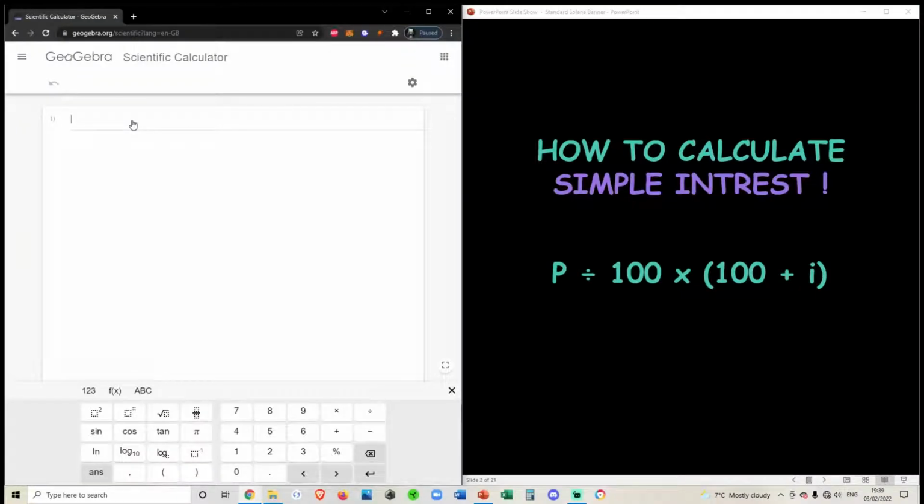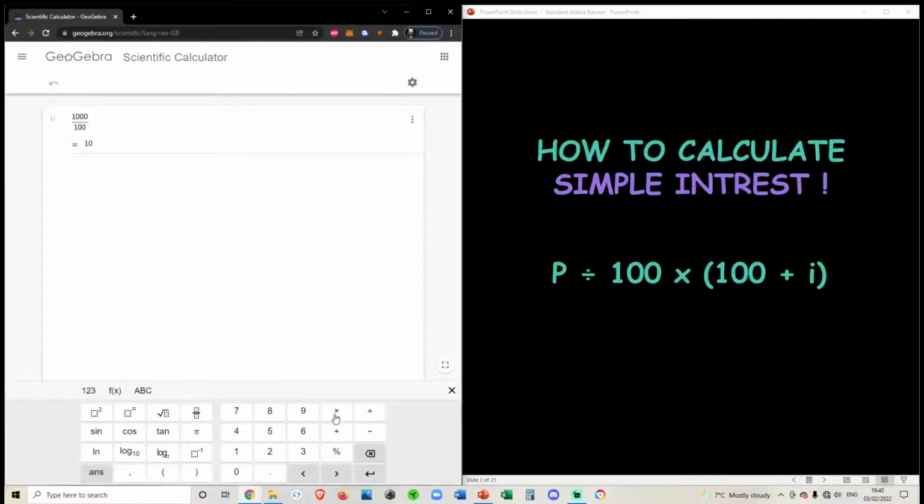Alright, so starting with simple interest. Now we have this basic formula here, P divided by 100 times 100 plus I. Now P simply stands for your initial principal that you're investing, and I simply stands for the interest. So let's say for example we were to invest £1,000 in a savings account in our bank. All we'd have to do is divide that number by 100. And we now know what 1% of our investment is, which is 10.